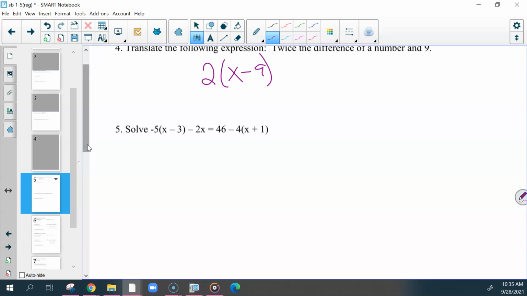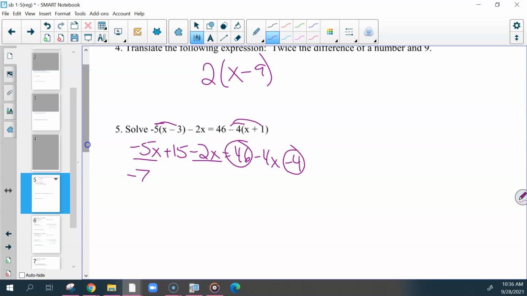So distribute both of these. -5x, positive 15, -4x, -4. Combine my terms on the same side. So -5x, -2x, 46 to -4. Do whatever it says. So -5 minus 2x is -7x. 46 minus 4 is 42.